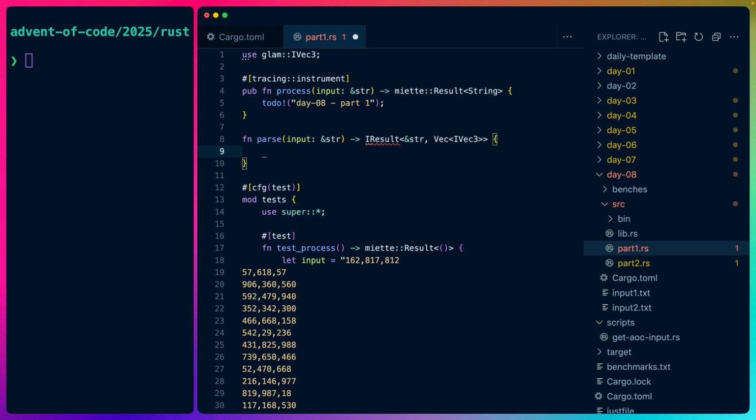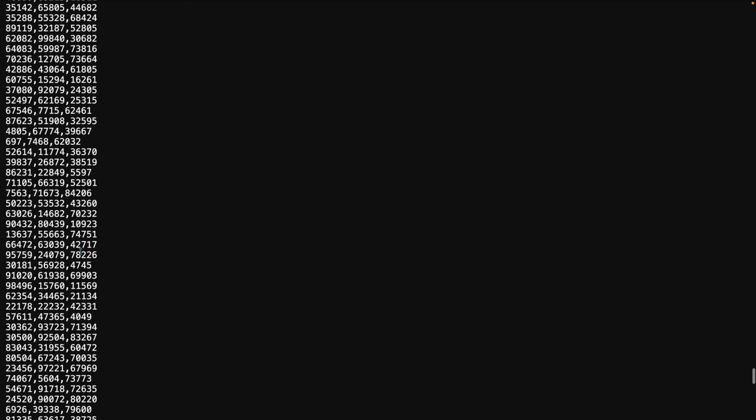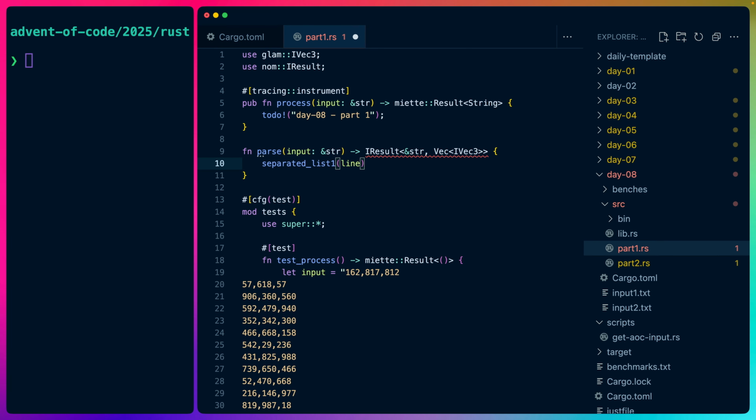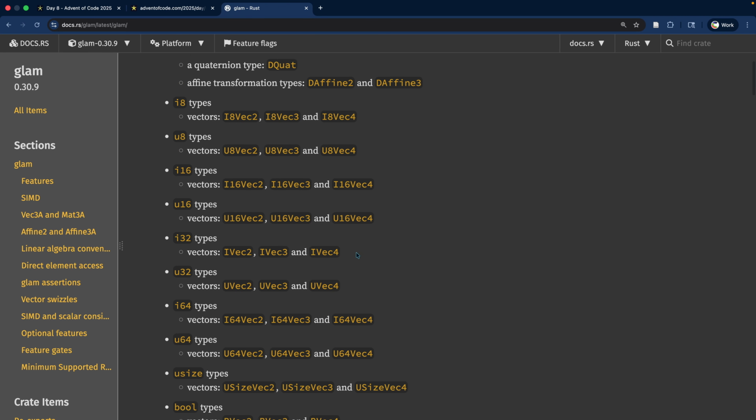We'll need an IVEC3. I guess we could do a UVEC3. Let's take a look at the input. I think we've got 5-digit numbers here. So I guess we could do UVEC, but we've got a separated list by line ending. This is our dot lines equivalent. And I'm actually going to do, I think, a tuple here. The only question I have is that I think UVEC might be better. I like working with IVECs because it means we can subtract them easier. But if we're just doing dot distance, do we really need that?